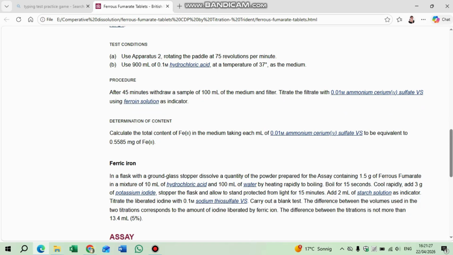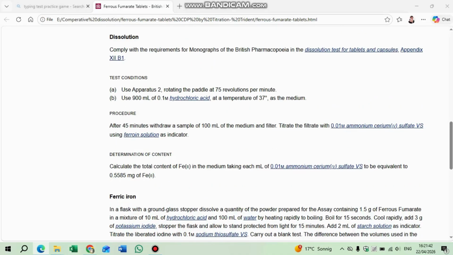Calculate the total content of ferrous in the medium, taking each ml of 0.01 molar ammonium iron(II) sulfate VS as equivalent to 0.5585 mg of ferrous. Now open the Excel sheet.